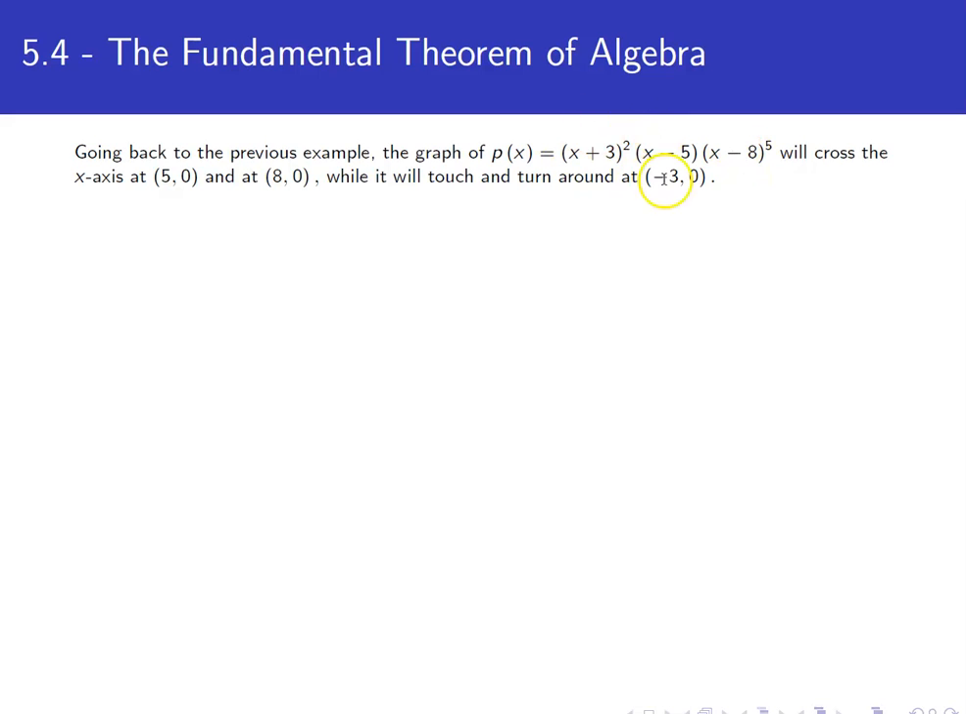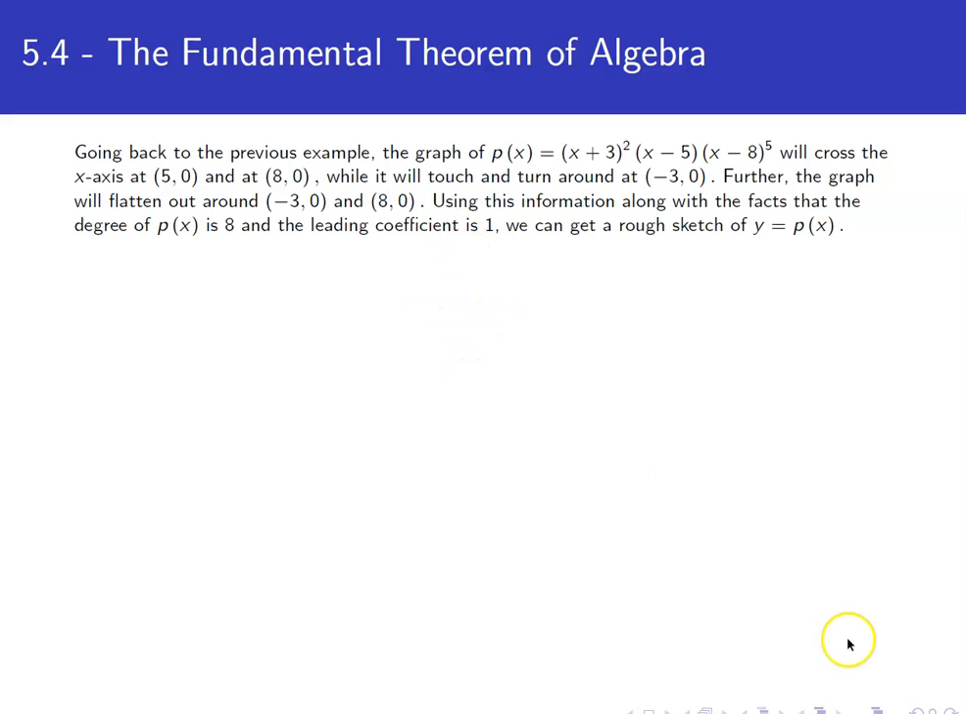Now, the multiplicity of -3 is 2. That's an even multiplicity, so that means that the graph touches the x-axis and turns around at -3. Furthermore, since the multiplicities at -3 and at 8 are bigger than 1, the graph flattens out at those two x-intercepts. It does not flatten out at (5, 0).